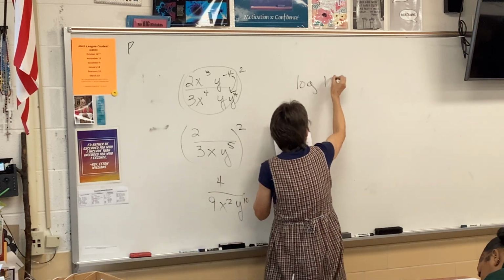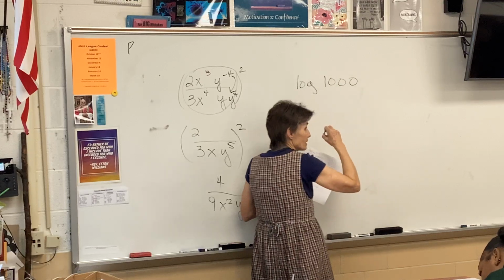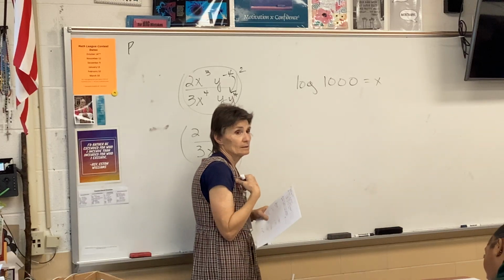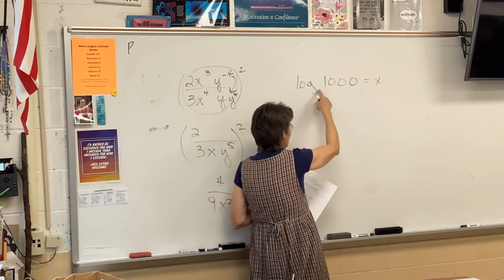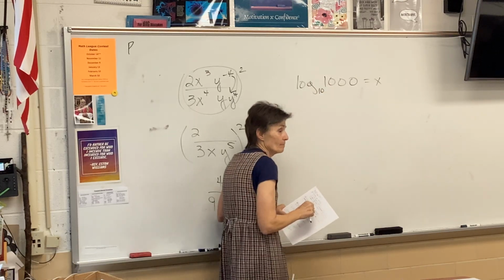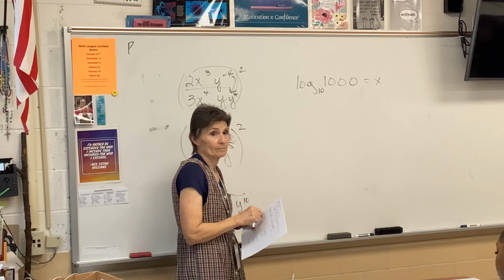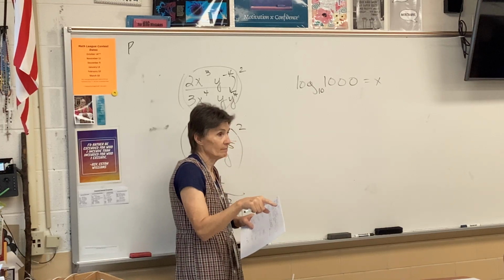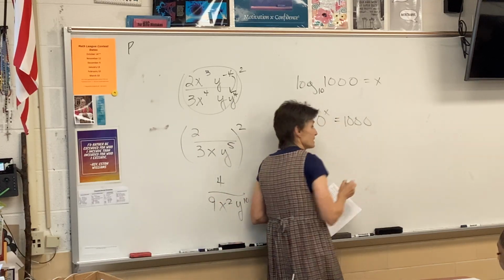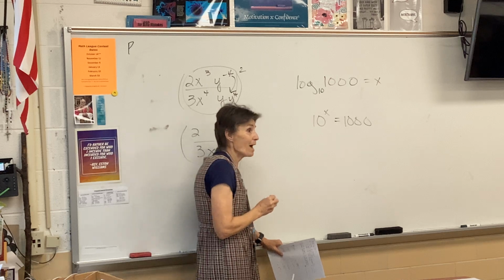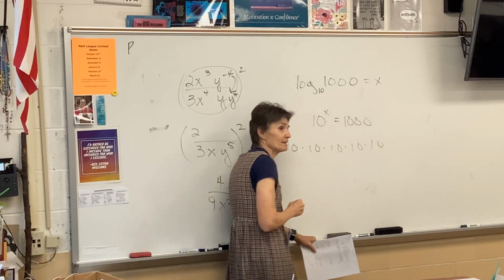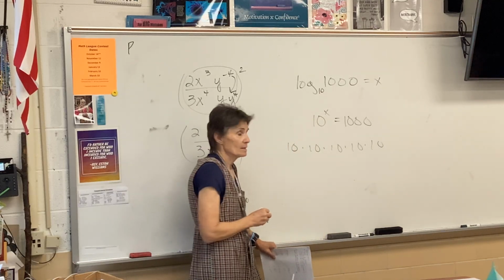H. You can do this however you want. I like to set it equal to X personally. I know that my base here, since there is no base, I know it's 10. Right? If it's log, it's base 10. And then I can loop-de-loop, so 10 to some power is 1,000. That means 10 times 10 times 10, how many times is going to make 1,000? 3. So the answer is 3.